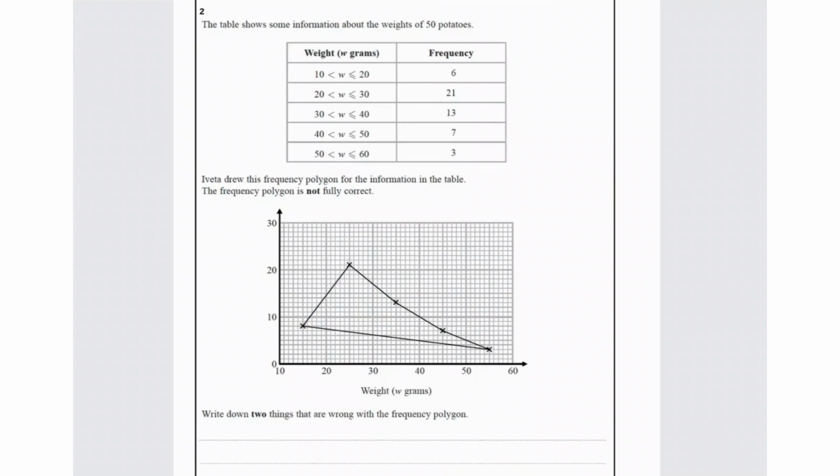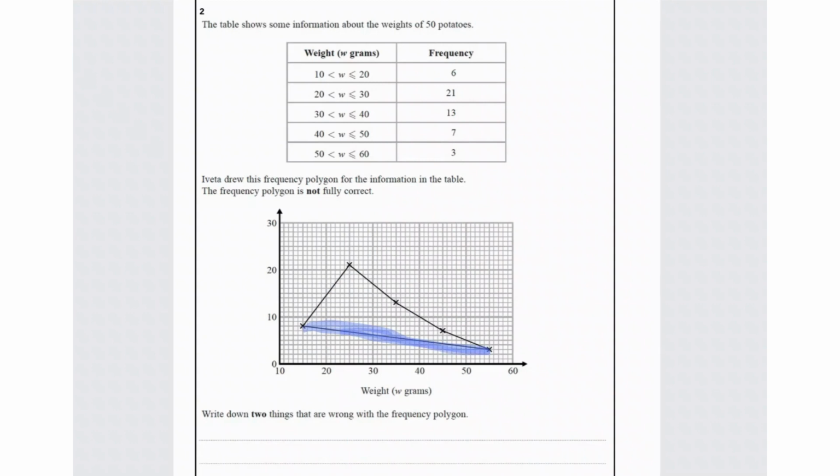So question 2, we've got a frequency polygon drawn and we're asked what's wrong with it. So straight away, if you've watched question 1, you'll know that they shouldn't have drawn this line in. So we don't join up the bottom. So that line shouldn't be there.